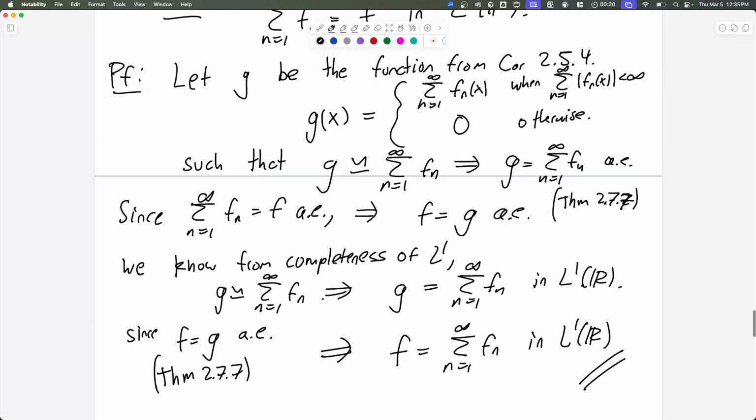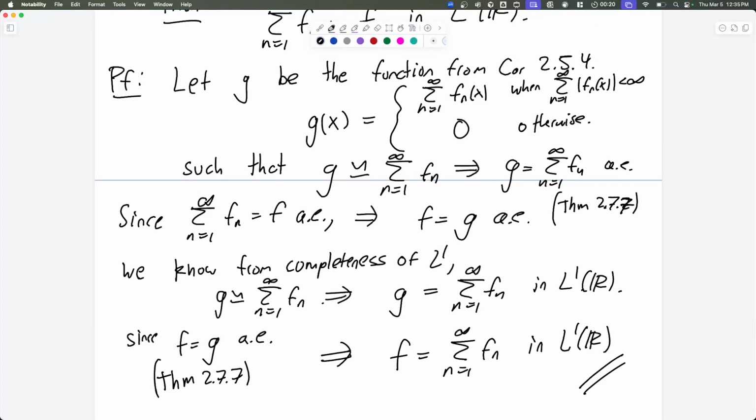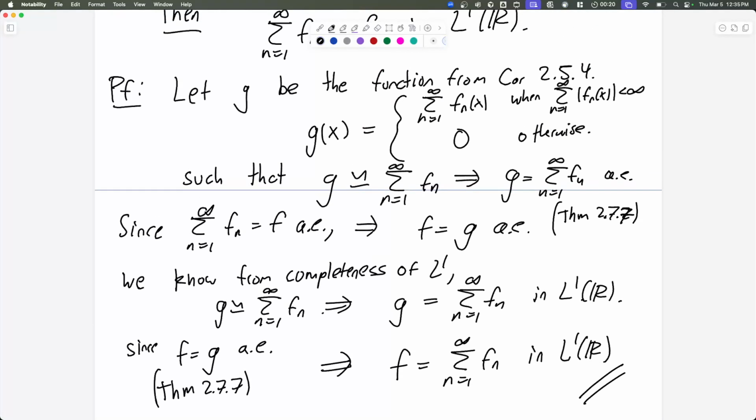Okay, so this is the kind of absolute summability condition that says that if you have almost everywhere convergence and you have this absolute summability, then it's all good and you have L1 convergence. Okay, questions or comments about that one?